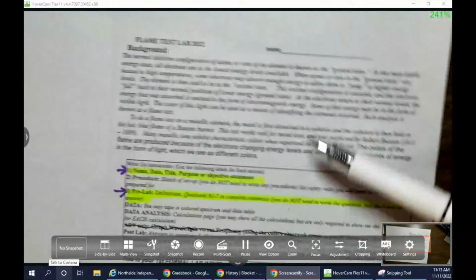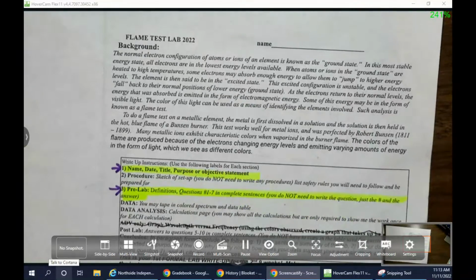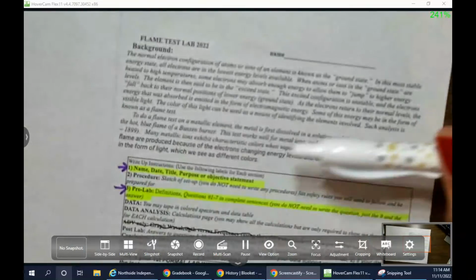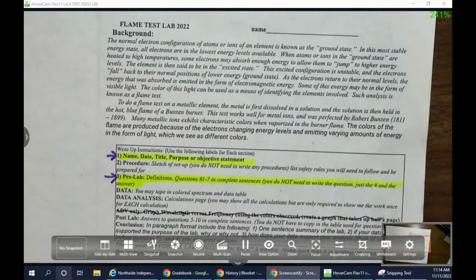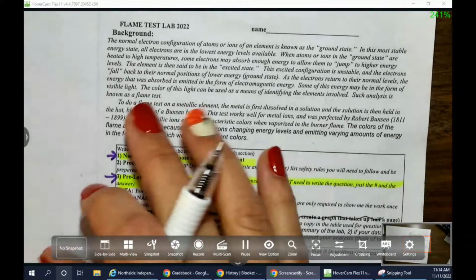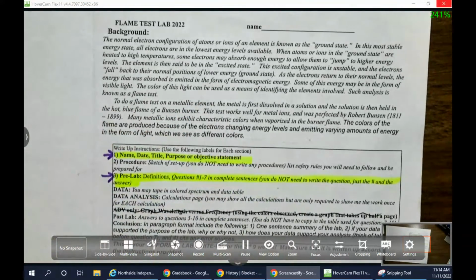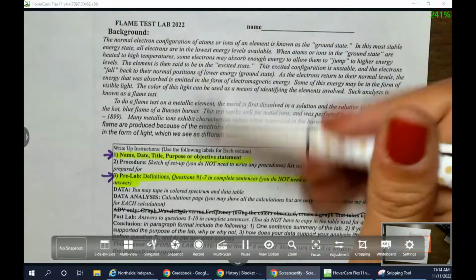Okay, so with our flame test lab, you have it in the journal. Remember, you are not turning in this page. You are turning in pictures of your journal onto Schoology when it's ready, or you're emailing me the pictures, or having a friend email me the pictures, whichever. All right, but you guys had that background info.